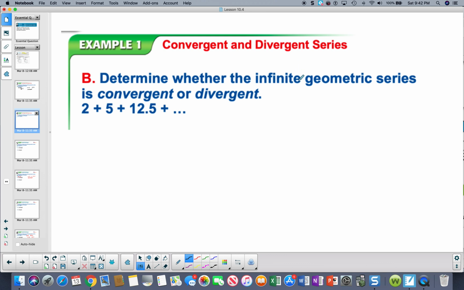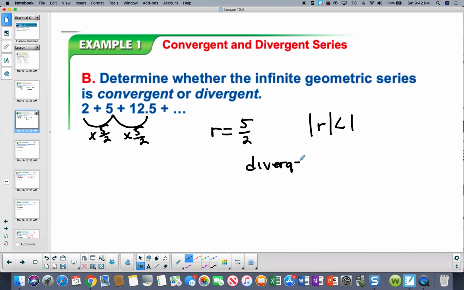All right, let's determine whether this infinite geometric series is convergent or divergent. Now, notice that the numbers are getting larger, and that's not a good sign here. So it looks like the common ratio is multiplying by 5 halves. And then this will be 5 halves as well. So r is equal to 5 halves. And in order for something to be convergent, the absolute value of the ratio has to be less than 1. So the answer is divergent. In other words, there is no particular sum. It looks like it's just getting larger and larger without bound.